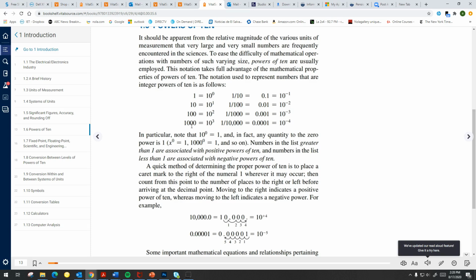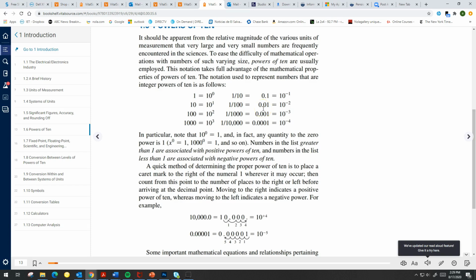When we divide by 10, then the exponent becomes negative, right? So in this example, 1 over 10 is 0.1, 1 over 100 is 0.01, and so forth. So 0.1 is 10 to the minus 1. 0.01 is 10 to the minus 2. The minus exponent indicates the number of significant digits after the decimal point.